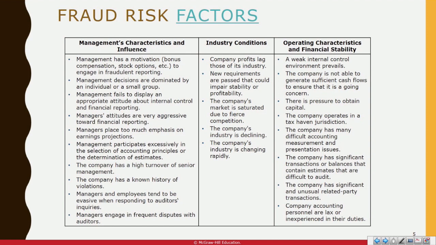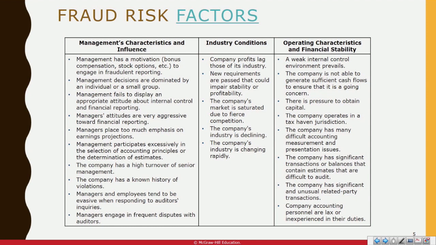But when you compare those factors with management who's overly concerned about projections, or management who's overly aggressive about financial reporting, or the company has a known history of violations, when you pair them, that increases the fraud risk.